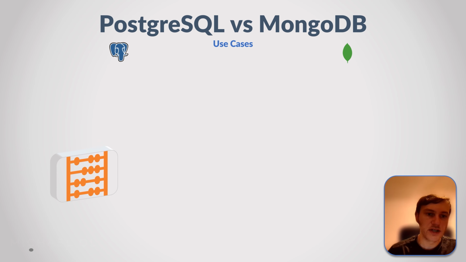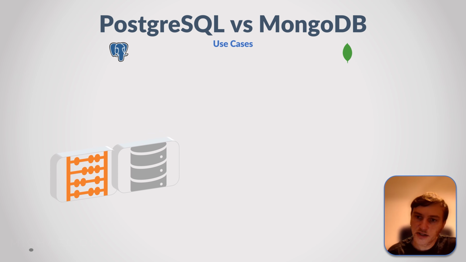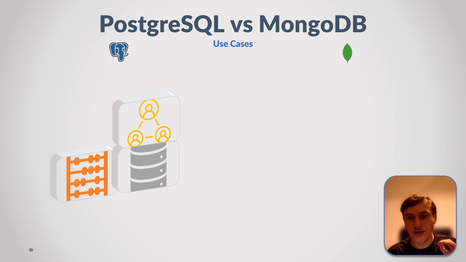Now let's talk about database use cases. PostgreSQL fits perfectly for applications requiring complex transactions. This relational database is also good for applications needing strong data integrity, and for applications handling structured data and clear relationships.